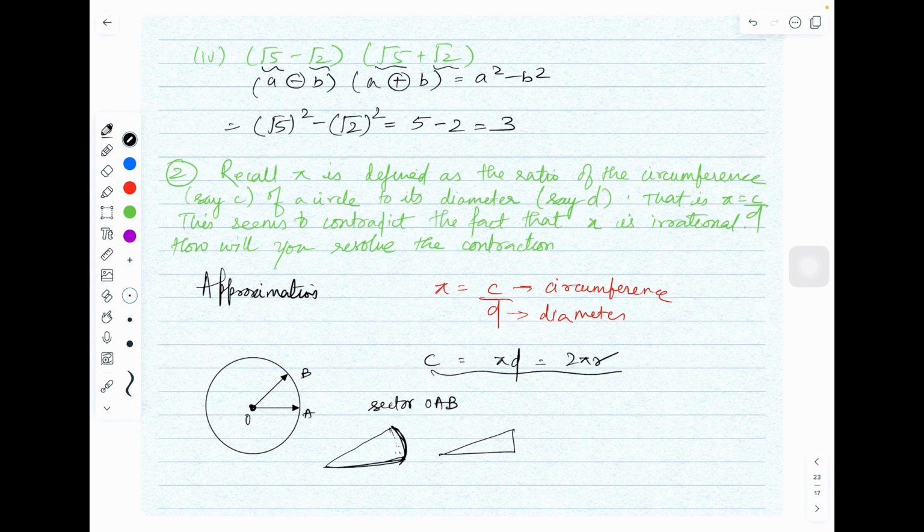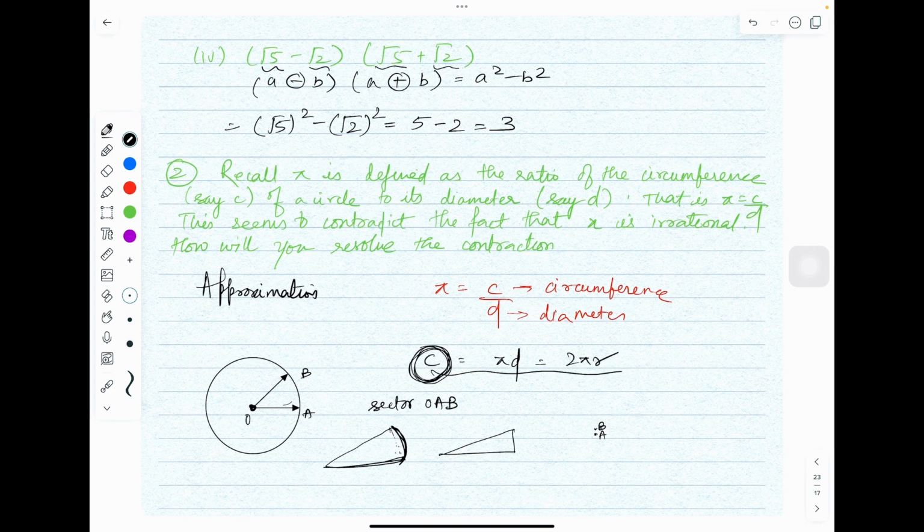We are taking an infinite number of such sectors to find the value of the circumference. This is an enlarged sector. Point A and point B are very close to each other. Since I have enlarged it, they look distant, but they are very close to each other.